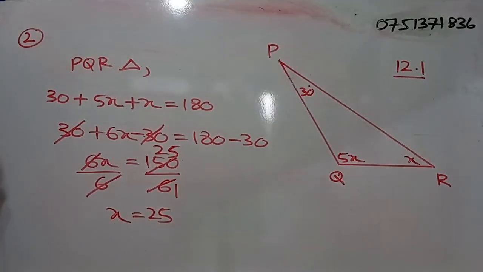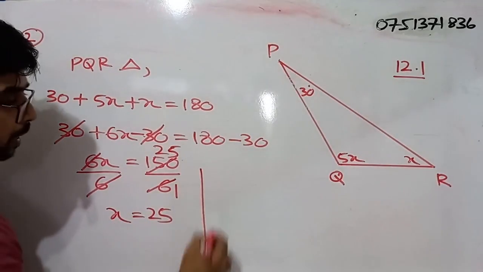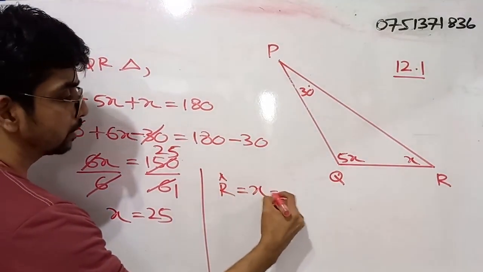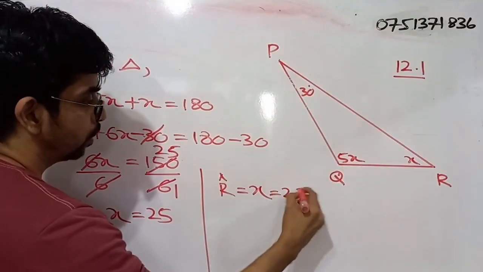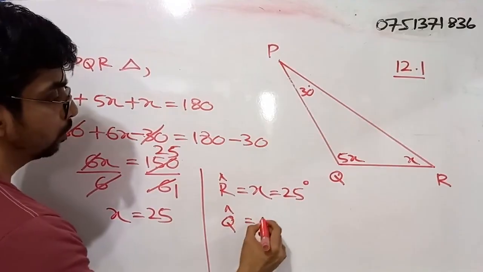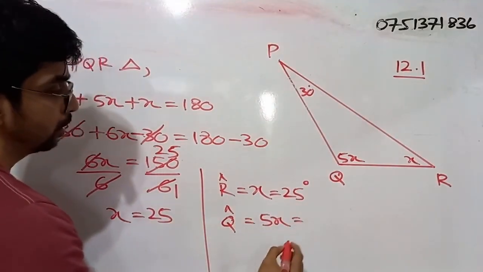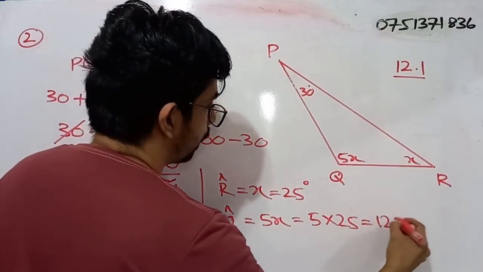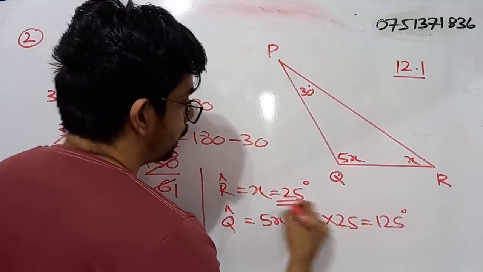25. That means what? Angle R, right? That is x. The magnitude is x, no? So the value is 25. Angle Q, we have 5x. That means what? 5 into 25. So what is that? 125. So these are the answers.